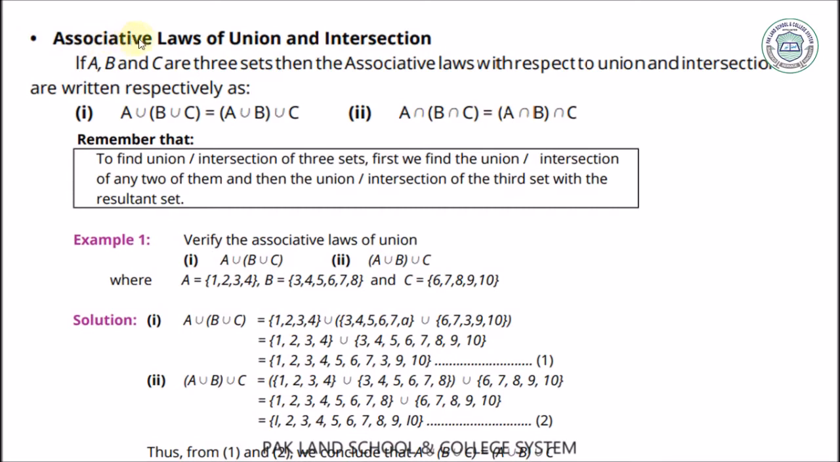Next, we start the associative laws of union and intersection. If A, B and C are three sets, then the associative laws with respect to union and intersection are written respectively as A union (B union C) equal to (A union B) union C. Second law, for intersection: A intersection (B intersection C) equal to (A intersection B) intersection C.